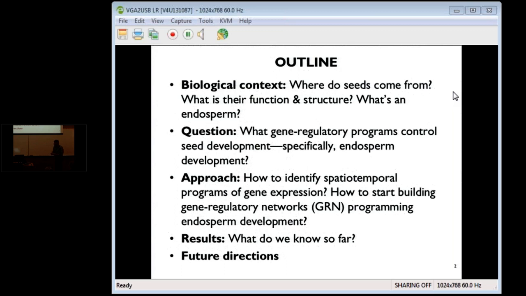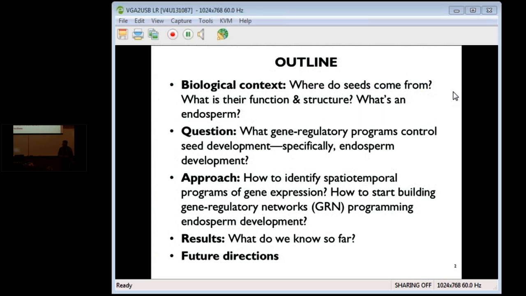Before I get into my talk, I just want to give you an idea of what I'm going to talk about. Towards the end, I might run out of time because there are some things that I want to cover in the beginning, knowing that this is a pretty diverse audience. I would like to make sure that you are in line with the thinking that we have in the laboratory and the kinds of background that we are starting with. So first I'm going to tell you a little bit about what seeds are, their origins, their function and structure, and particularly endosperm.